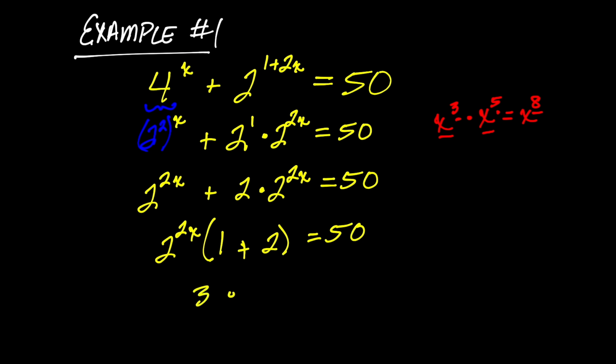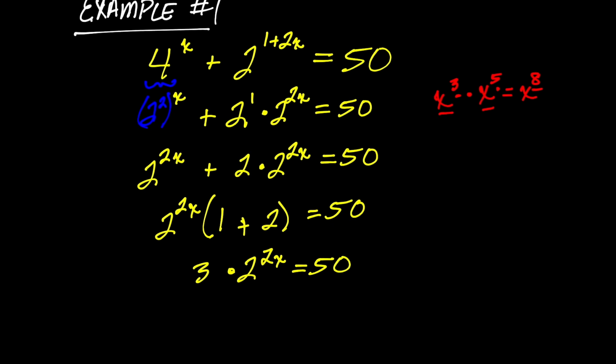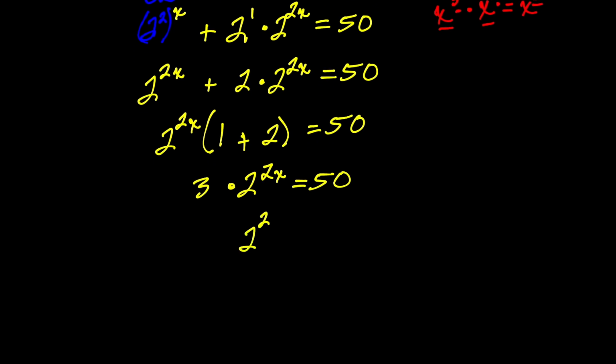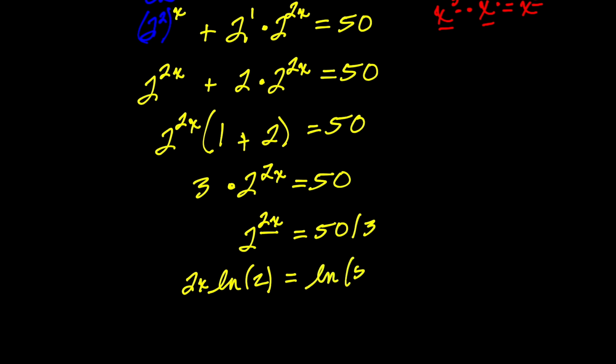So 3 times 2 to the 2x equals 50. And then we would divide both sides by 3, because I want to isolate the term that has the x in it, this piece right here. So now I can go ahead and take the log of both sides or natural log of both sides. It doesn't really matter, but whether it's log or natural log, that releases the exponent to the front here. And I'm also going to have to do the same thing on the other side. So the natural log of 50 divided by 3.